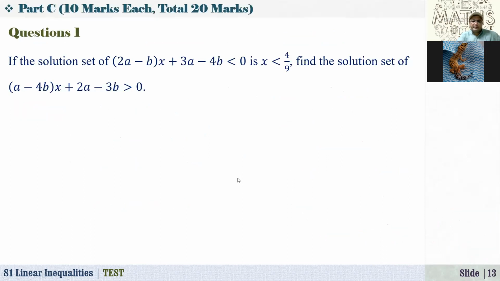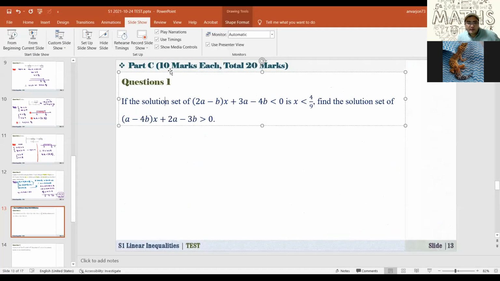All right. Another question. I need a bit more space. Let me just keep it as.